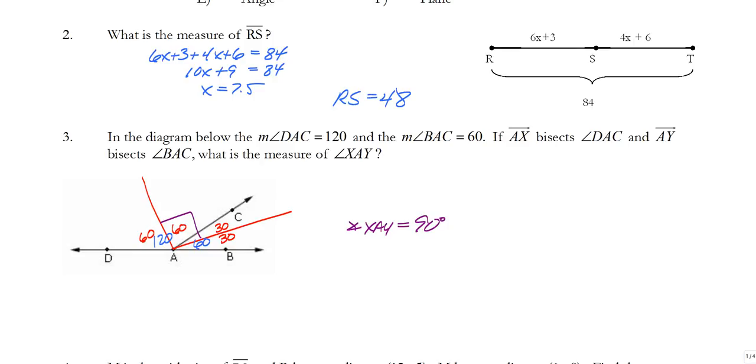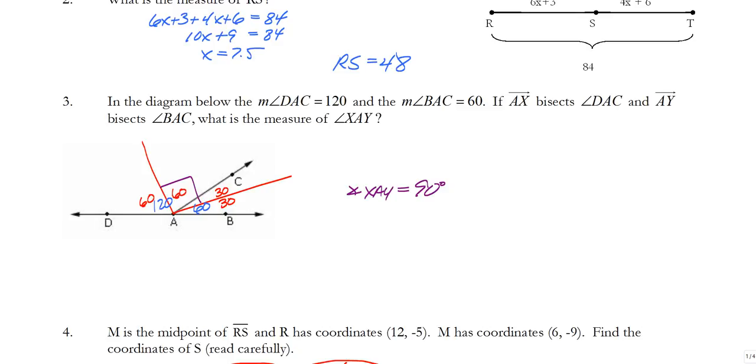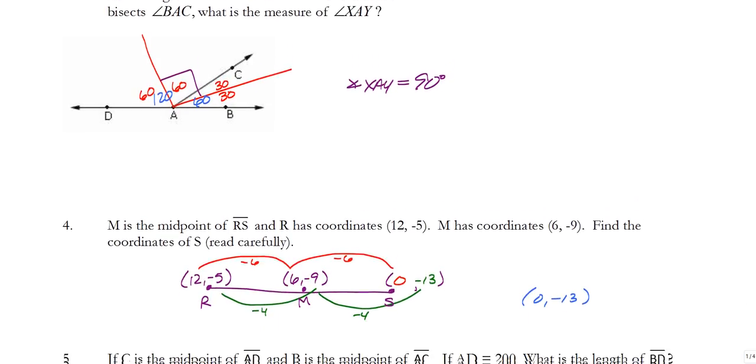And it's pretty cool because that will happen with straight lines if you bisect the angles all the time. With a linear pair, those two will add up to 90.